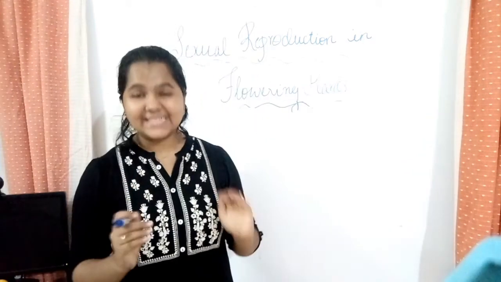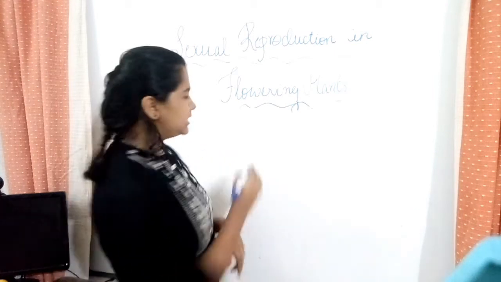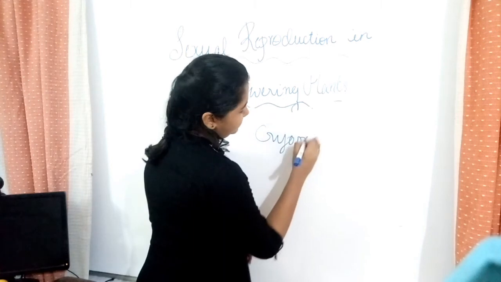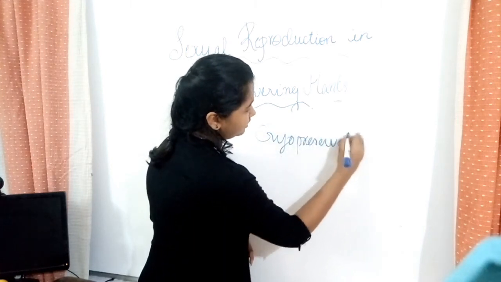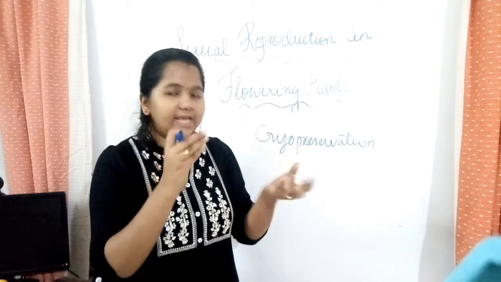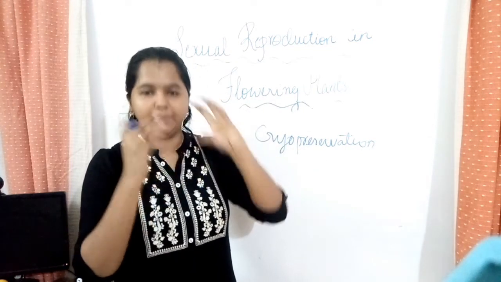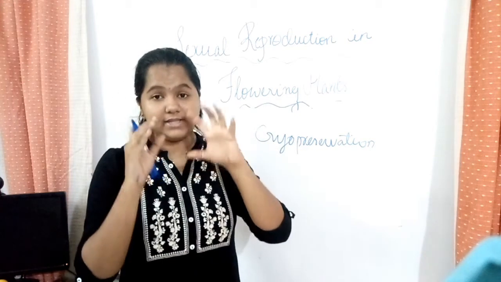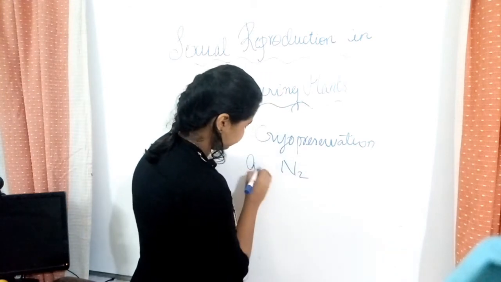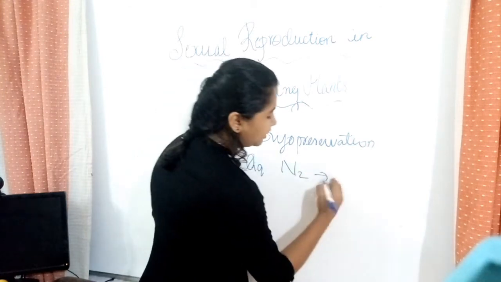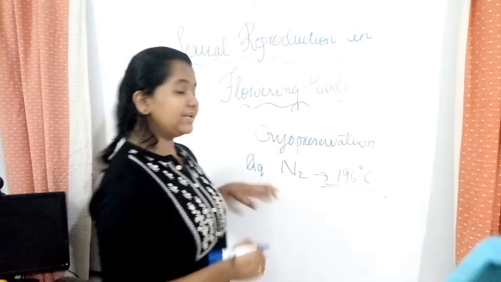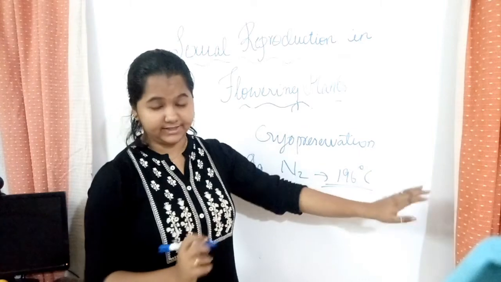Okay, pollen grains can be stored. How is it? The storage of pollen grains is known as cryopreservation. What is cryopreservation? It is not literally that the pollen grains are stored in a small box. These pollen grains are kept in liquid nitrogen at minus 196 degrees Celsius. So what is happening in liquid nitrogen at 196 degrees Celsius?